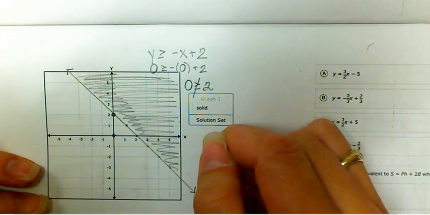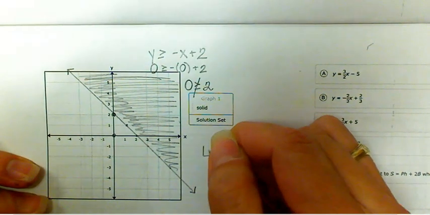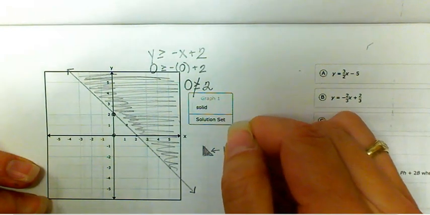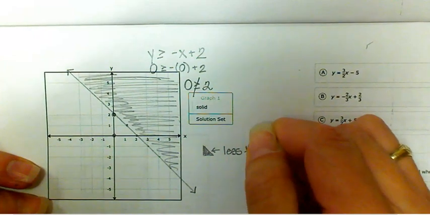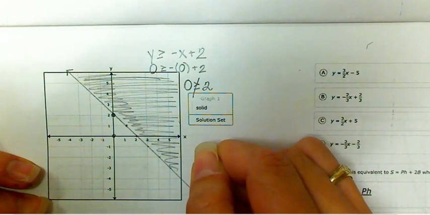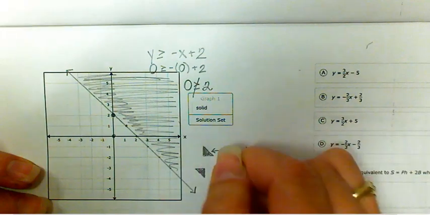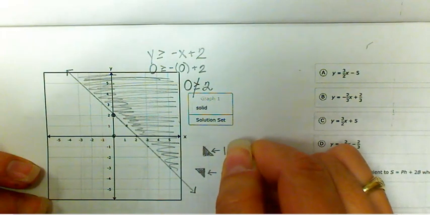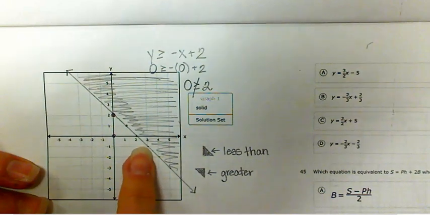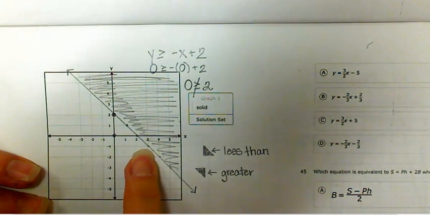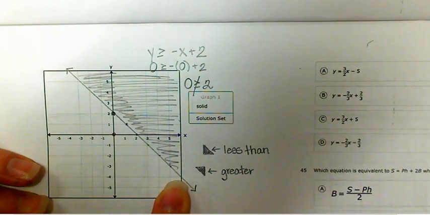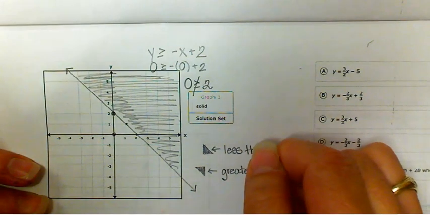If you do this on your graphing calculator, remember you've got to go over to the side and select this would be less than, like y is less than something. This, having it turned this way, is greater than. And remember, your graphing calculator doesn't make a distinction between less than and less than or equal to, or greater than and greater than or equal to. So it doesn't know whether to make the line dashed or solid. You have to figure that out. Okay?